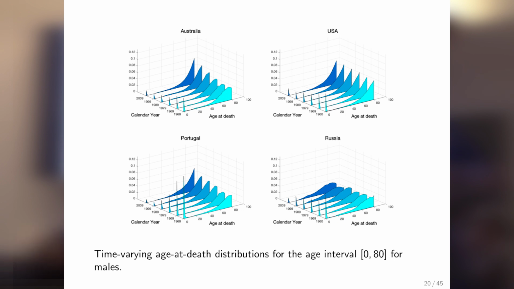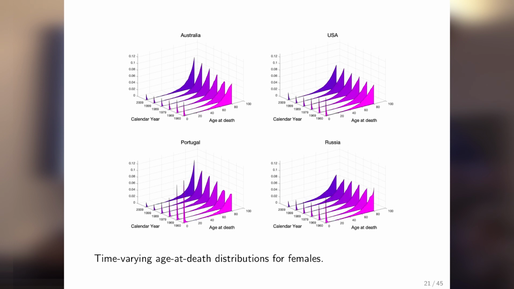So this is our data for males, and here is the same for females, where, interestingly, Russia looks more similar to the US, as you can see, for females. If I go back for males, you can see a huge difference. For females, this difference is not there. The structure, at least, is much more similar.